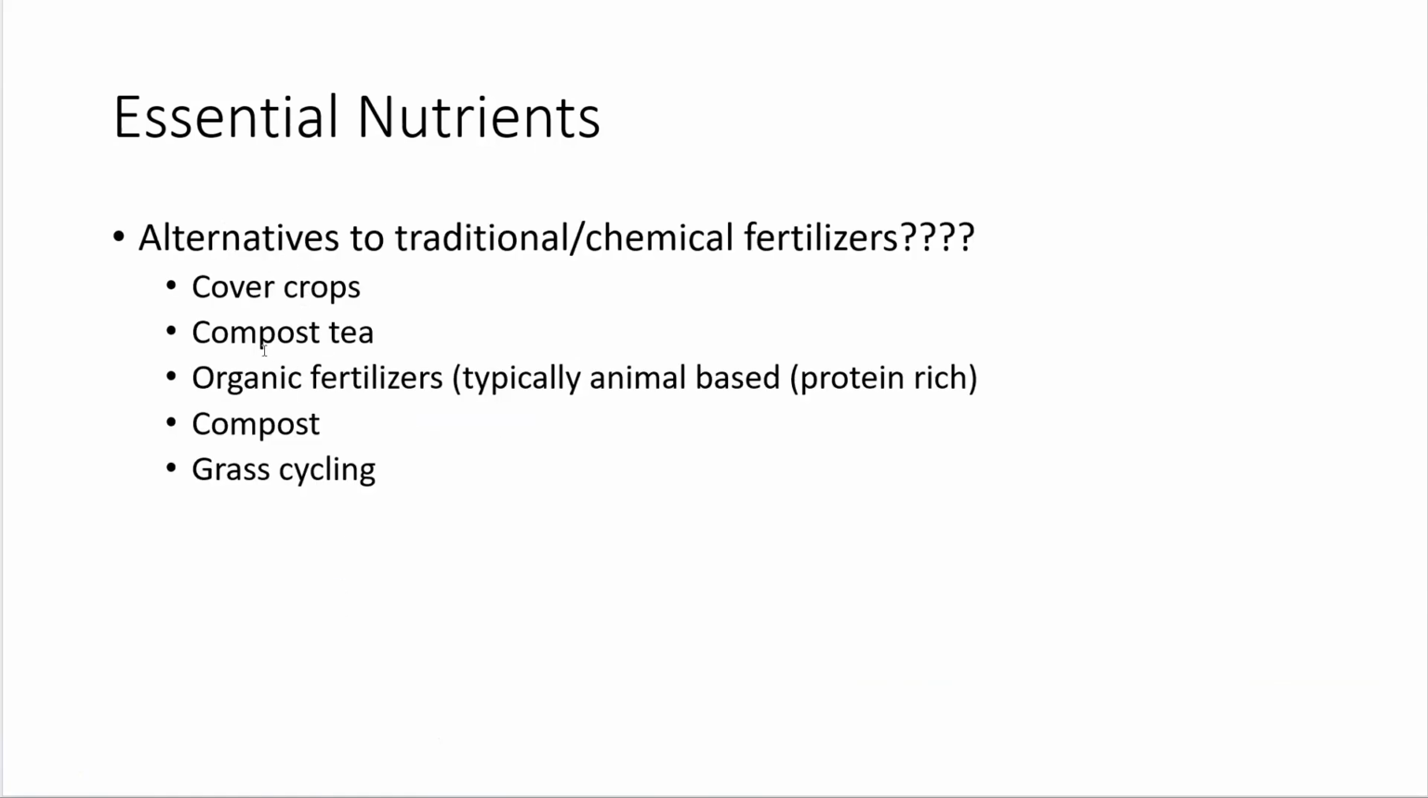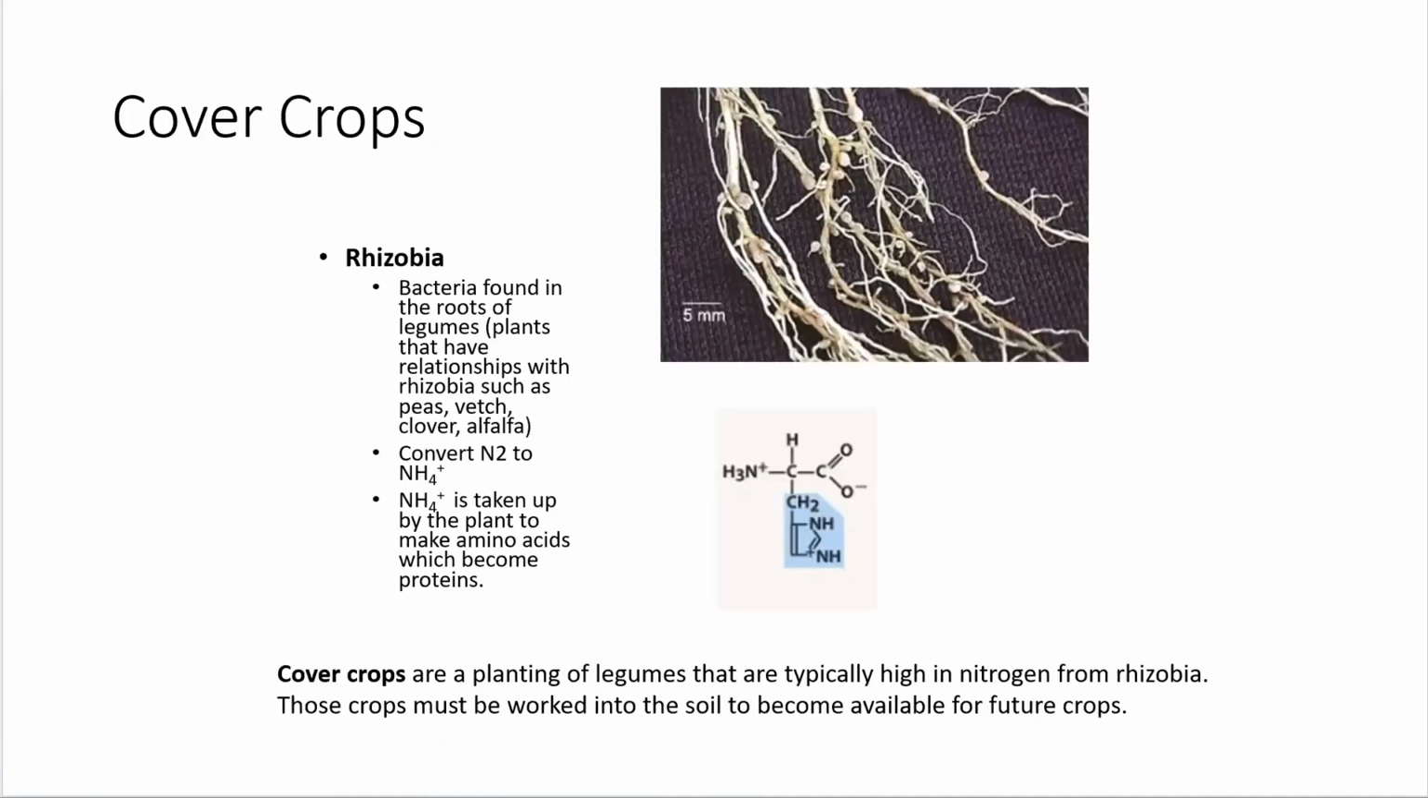Alternatives: cover crops, compost tea, organic fertilizers, compost, and grass cycling. First one we're going to look at is cover crops. Cover crops are a planting of legumes that are typically high in nitrogen from rhizobia. Rhizobia is a bacteria. Those crops must be worked into the soil to become available for future crops.